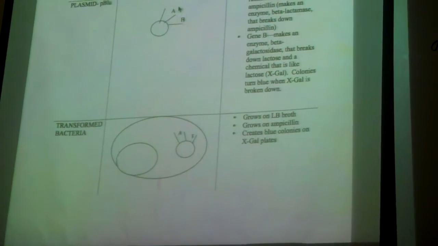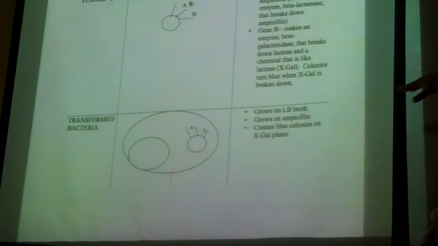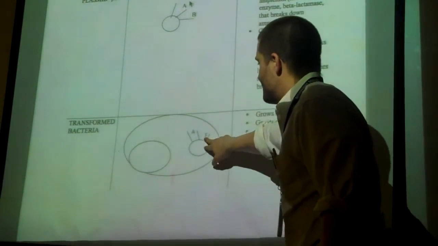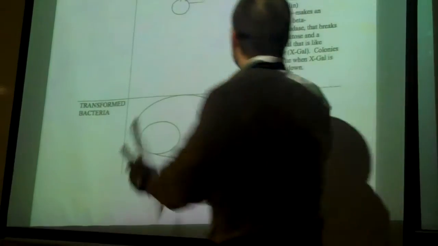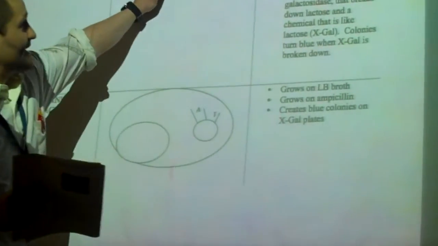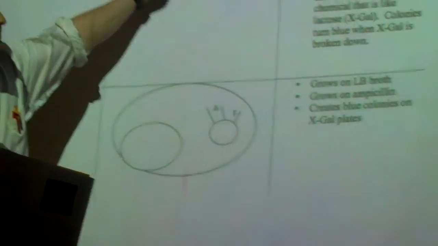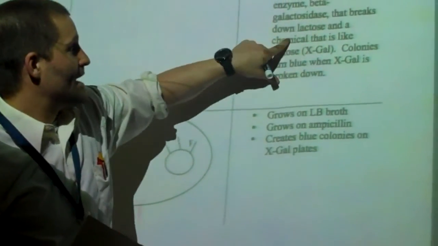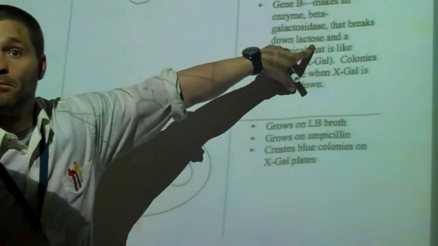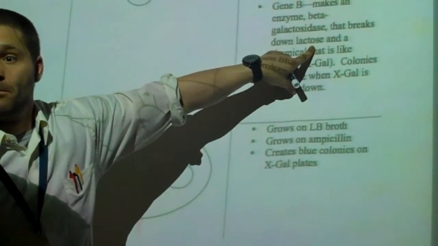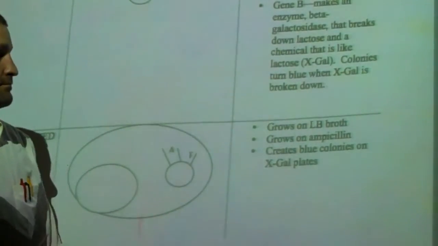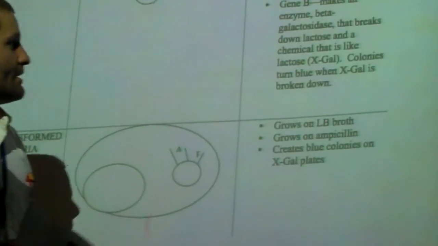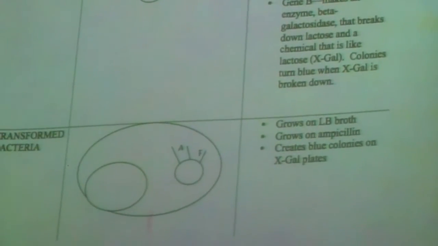This is probably the most beneficial part. If I have this in here, this should be a B there. Remember, gene B is like a section of DNA that codes for a protein or polypeptide chain. It makes beta-galactosidase, an enzyme that breaks down lactose. What's lactose? It's found in milk and it's a sugar. How do you know it's a sugar? Ends in -ose, right? Good. So it's a chemical.